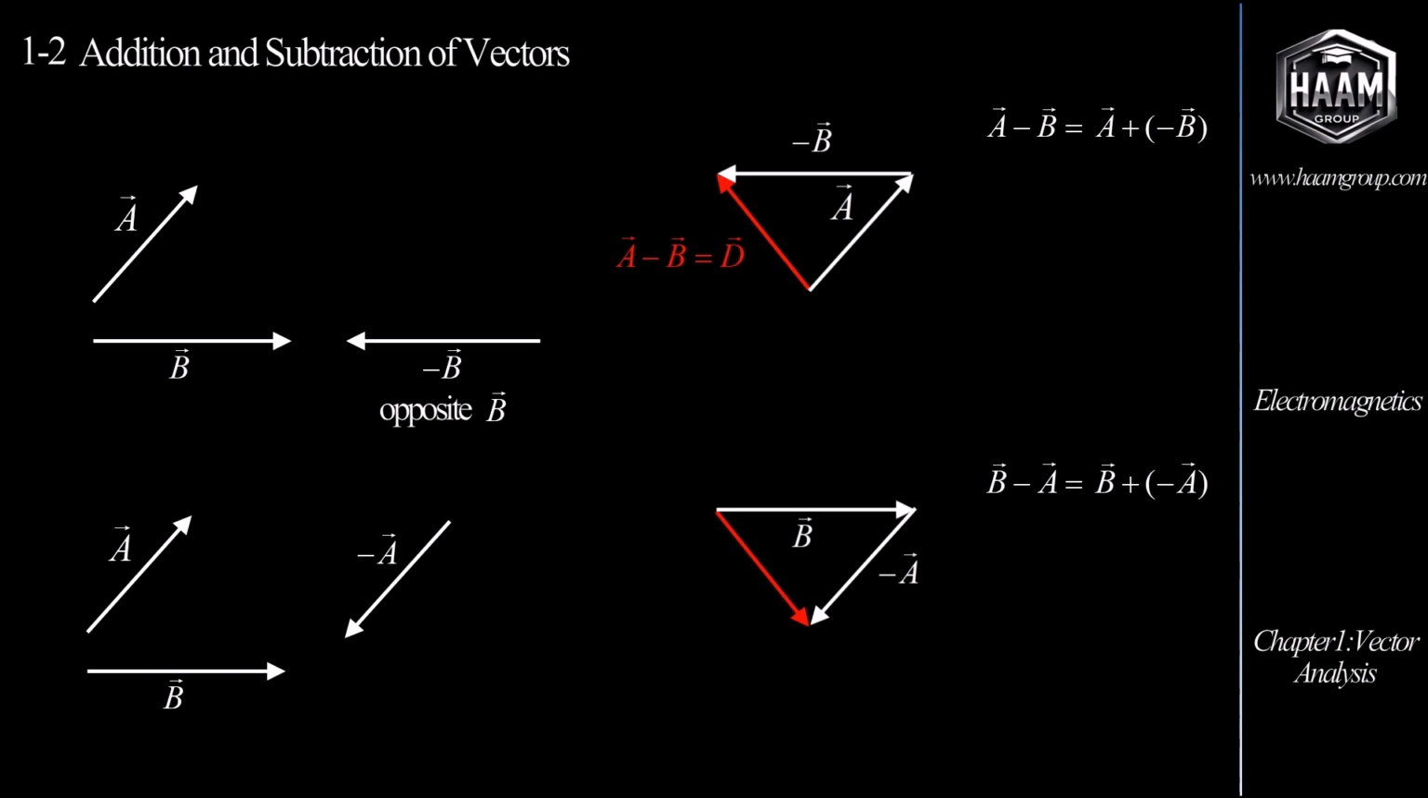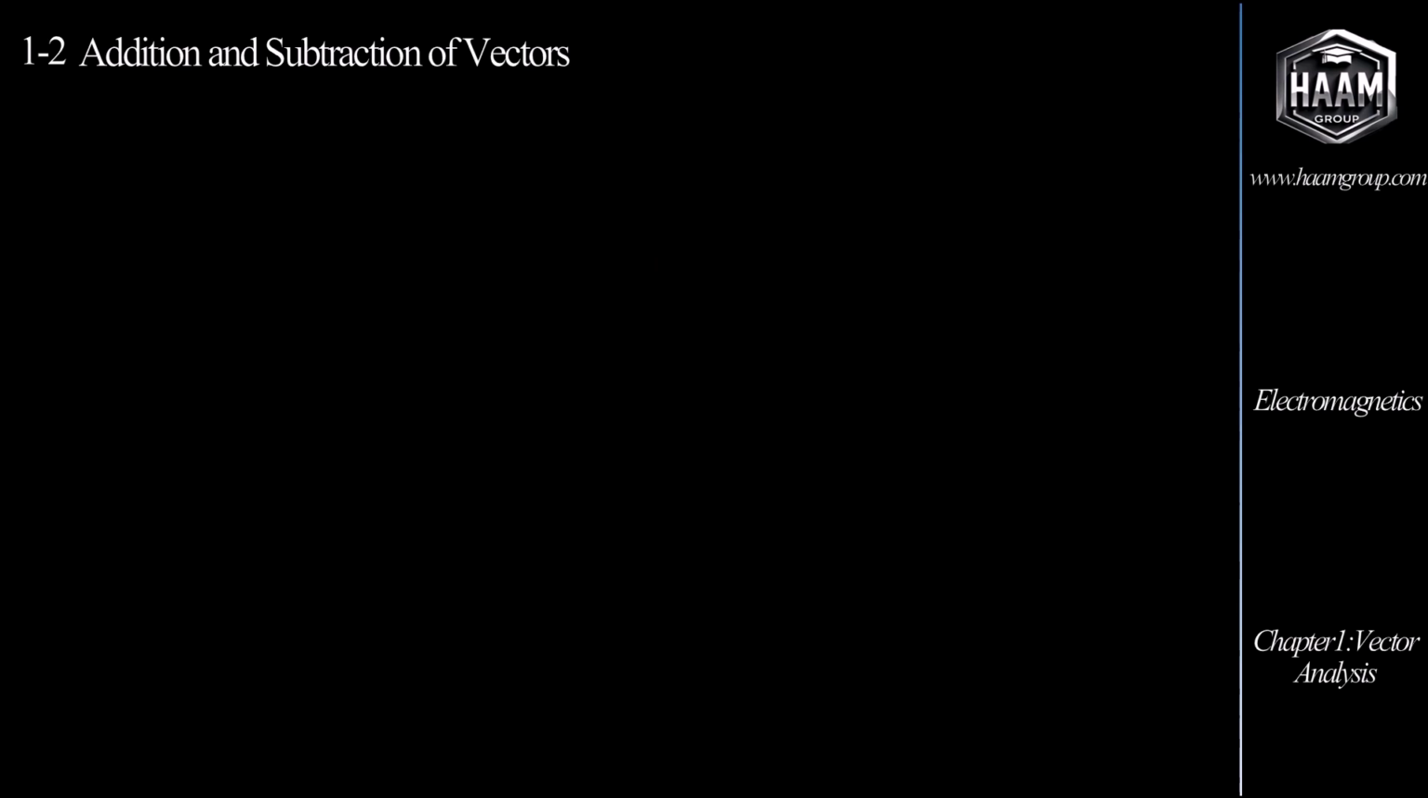As you can see, B minus A is simply the opposite of A minus B. Therefore, B minus A equals negative D. Now, suppose we have more than two vectors. The procedure for vector addition or subtraction is exactly the same as it is for two vectors.